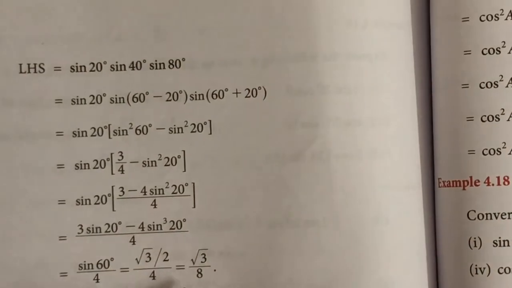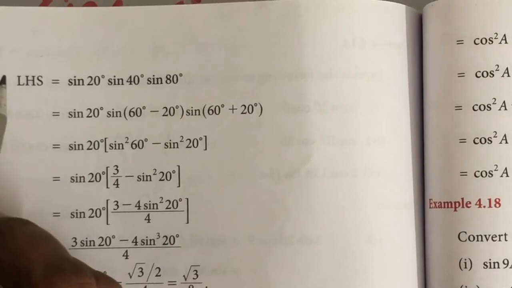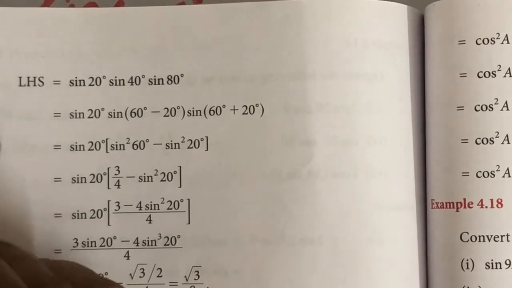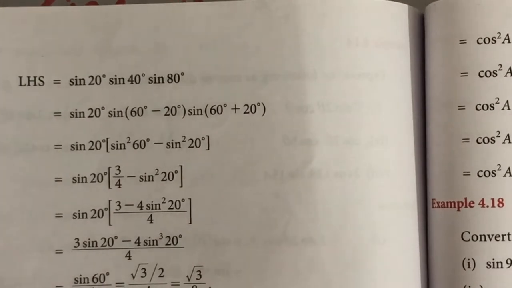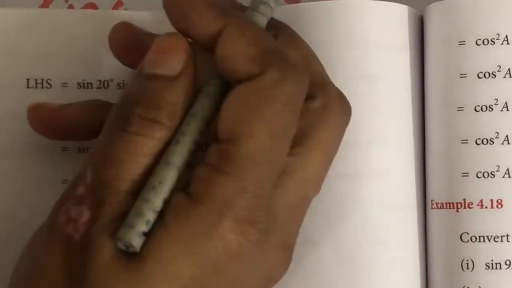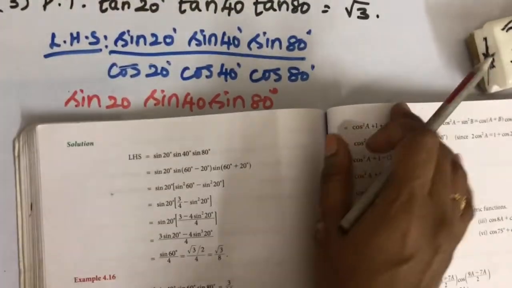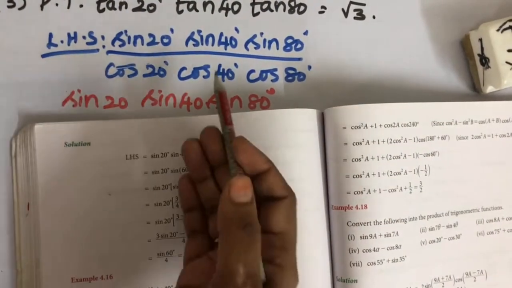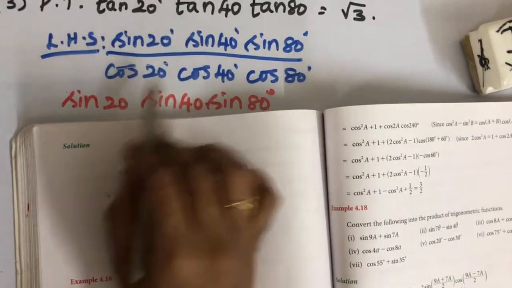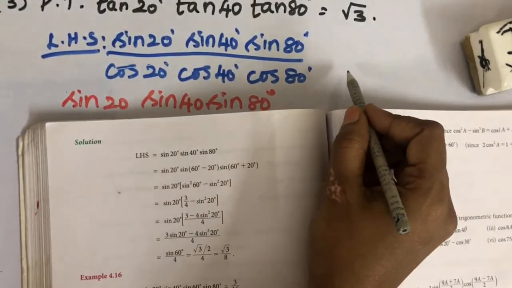If they ask this question, you have to write the solution for cos 20. If they ask in 5 mark questions, you have to write separately sin 20, sin 40, sin 80, the numerator, and the denominator you have to solve. You have to find the solution separately, and then we can substitute the values in this, isn't it? For the denominator we can substitute 1 by 8.